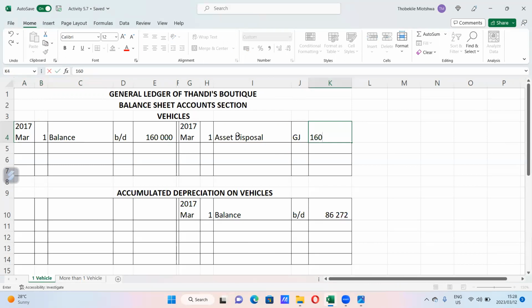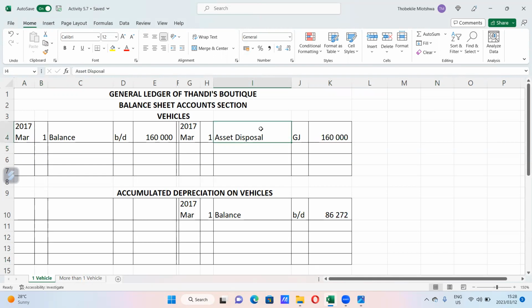I'm going to credit vehicles. Asset disposal is a contra account. I'm going to credit vehicles with 160,000, so that now we have zero in the vehicles account. If we balance it, the balance brought down and the balance carried down will be zero, because if you say this minus this, you get zero. So there's nothing now.